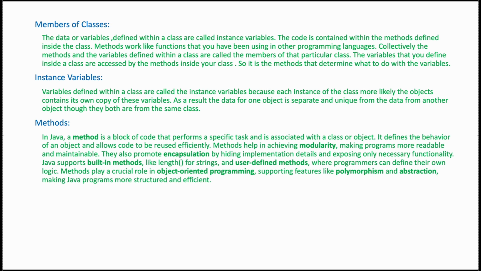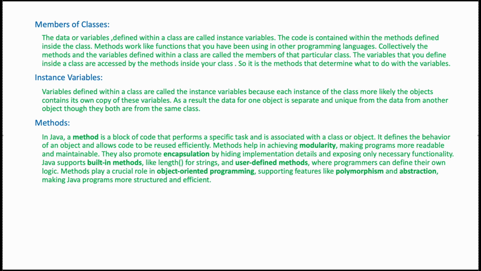Methods. In Java, a method is a block of code that performs a specific task and is associated with a class or object. It defines the behavior of an object and allows code to be reused efficiently. Methods help in achieving modularity, making programs more readable and maintainable. They also promote encapsulation by hiding implementation details, exposing only necessary functionalities.